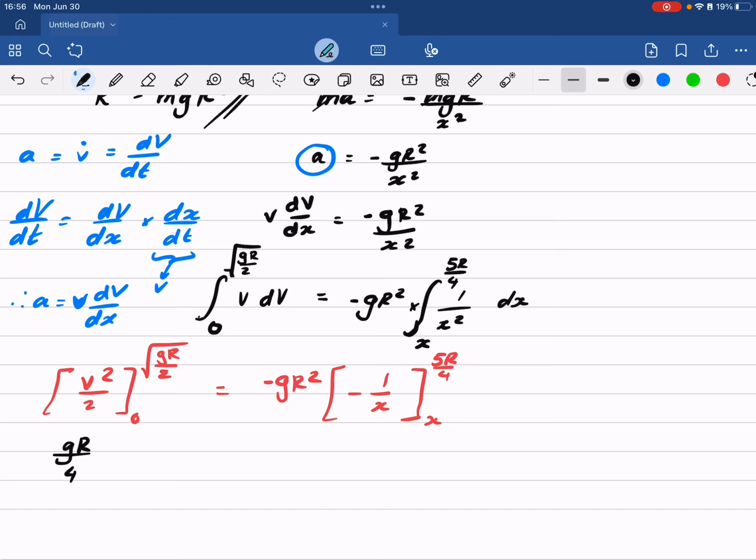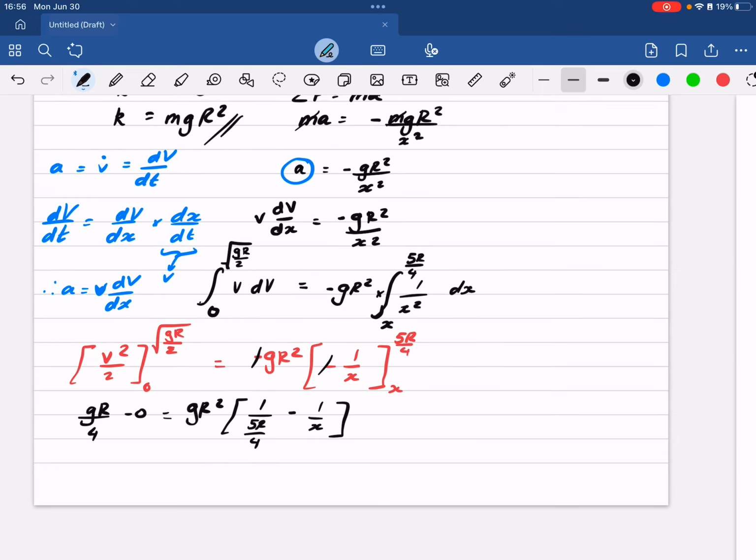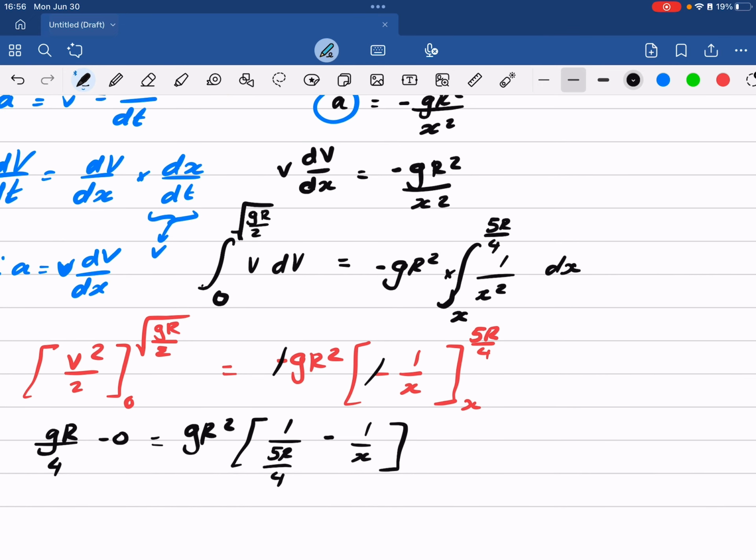So now if I apply these boundary conditions, gr/2 over 2, which is gr/4, minus 0, is equal to, I can actually cancel out these negatives, it makes life a bit easier, gr squared times 1 over 5r/4 minus 1 over x. Let's just keep on working with this for now. Cancel out an r, cancel out a g. So we've got a quarter is equal to r times 4 over 5r minus 1 over x.